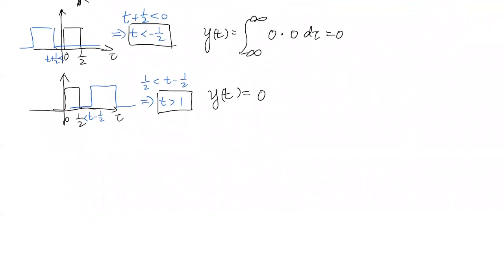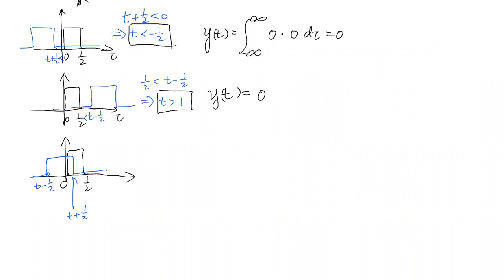Then we have other corner cases. We have 3 other cases. Let's be patient. Here is 0, here is half. The blue one is first going to overlap with the left part of the black window. You can see this point is actually t plus half, and this point is actually t minus half.